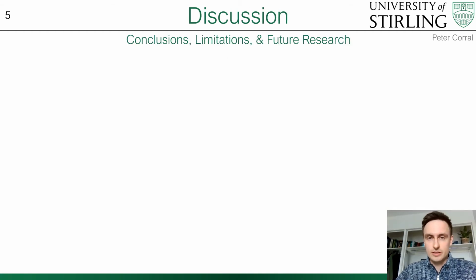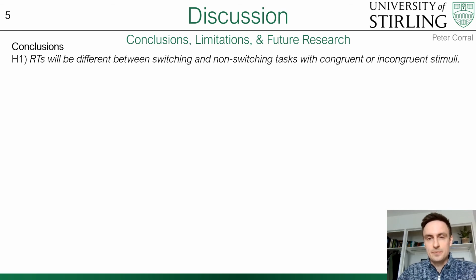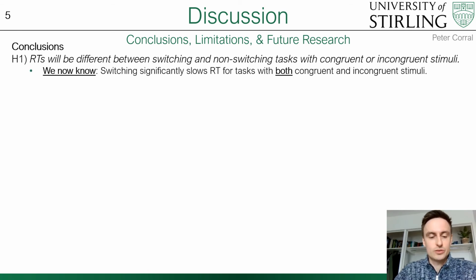So moving on to the discussion then, we can conclude that the two hypotheses were confirmed, but as I mentioned earlier, they were a little bit open-ended. So we can now strengthen the precision of those statements. So if you recall, hypothesis 1 was that reaction times will be significantly different between switching and non-switching conditions for tasks with congruent and incongruent stimuli. And what that really means is that there will be a switch cost, and that's likely caused by task set reconfiguration. We now know that switching does slow down reaction time, as has been shown in many other studies, and that that's independent of stimuli congruency.